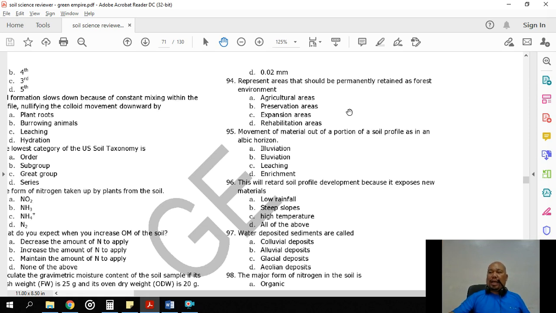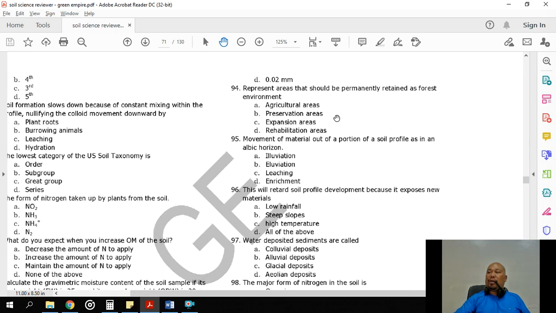Represent areas. It's a faulty question. It should be: what do you call those areas that should be permanently retained as forest environment? They are no longer agricultural areas. Preservation areas, okay. Expansion, no. Rehabilitation areas, no. I would go for letter B as the correct answer there.